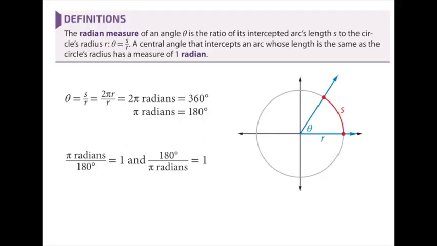All right, so this should be a review topic. The radian measure of an angle, theta, is the ratio of its intercepted arc length, s, to the circle's radius. Theta is s over r. A central angle that intercepts an arc whose length is the same as the circle's radius has a measure of 1 radian. So think of radian as the linear distance that you travel in a circle, and your angle or degree is the angular measure that you travel, right? And so any of your measurements that you get to, they're going to want it in radians, because radians is going to be this little guy right here.